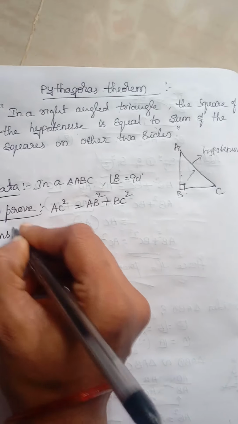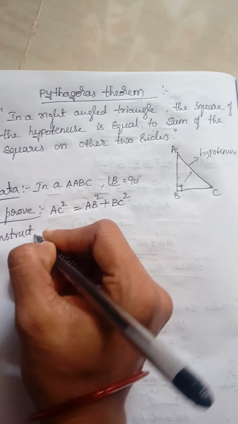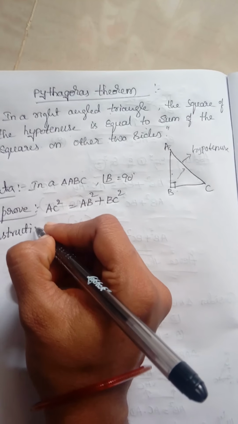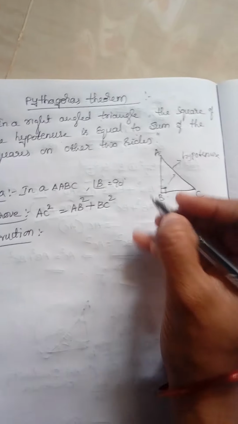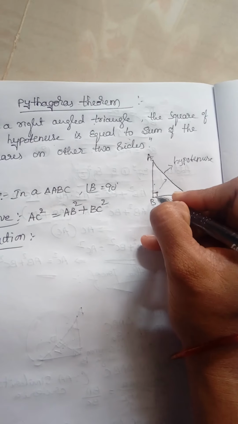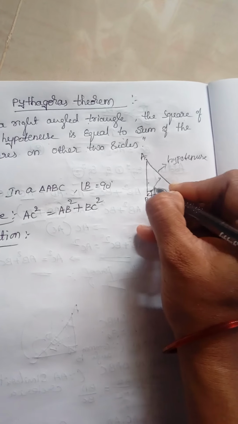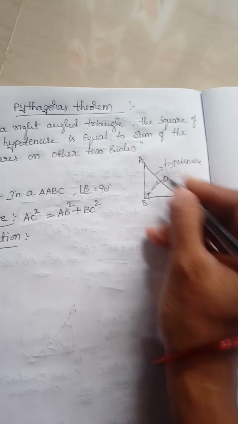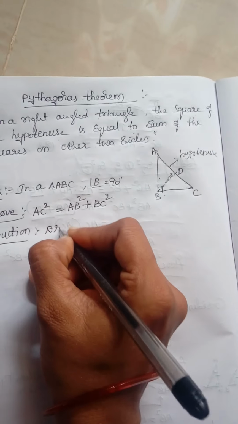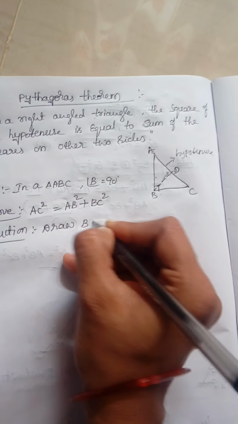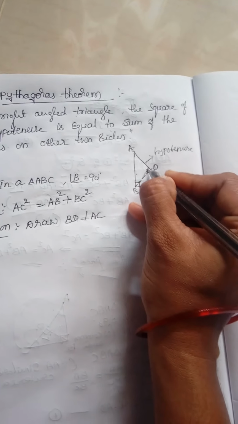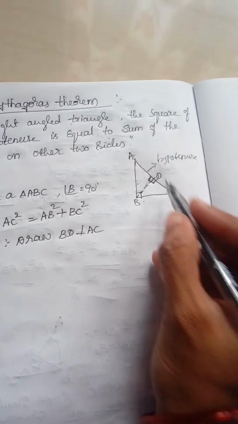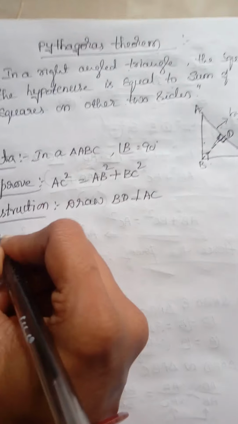Next one, construction. The construction is necessary to prove the theorem. Therefore, we draw a perpendicular line from B to AC. Therefore, BD is perpendicular to AC. That means angle D is 90 degrees. The last one is proof.